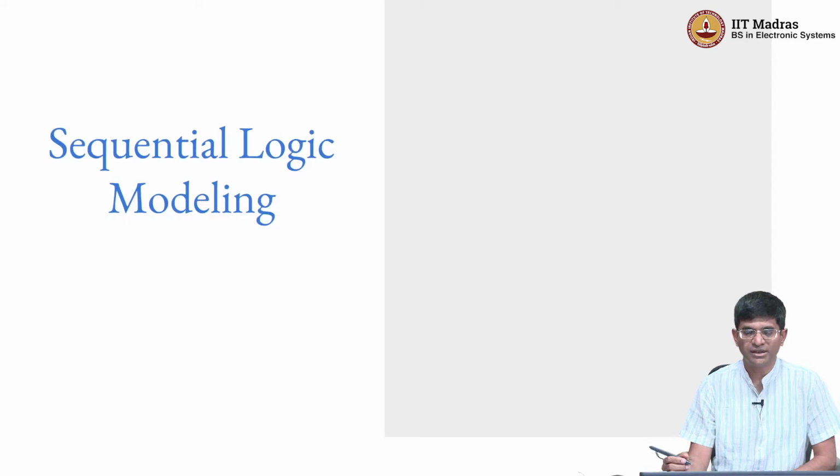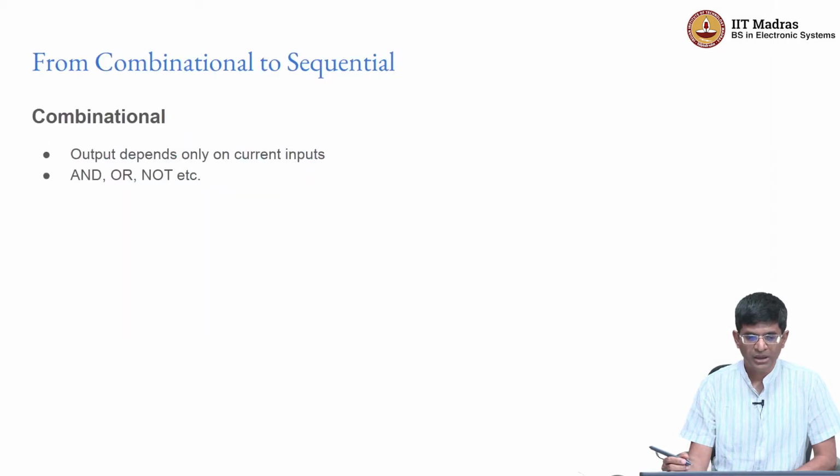What exactly do we mean here? We have already looked at combinational logic and how we can use the assign statements as well as always blocks in Verilog in order to implement the basics of how to model the behavior of combinational logic. Now we would like to move to sequential, right?